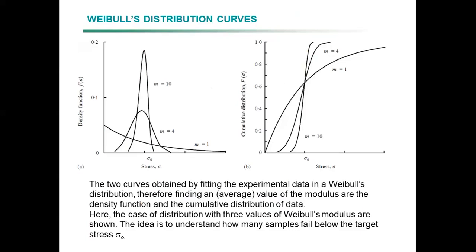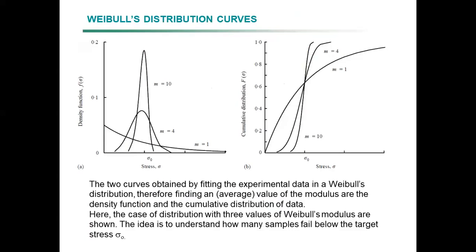You have to design the material in order to increase the m so that sigma zero is the most probable value. Then there are some fortunate and some unfortunate samples, but we can be reasonably safe if we don't go beyond that. And in most cases, we would not have accidents.